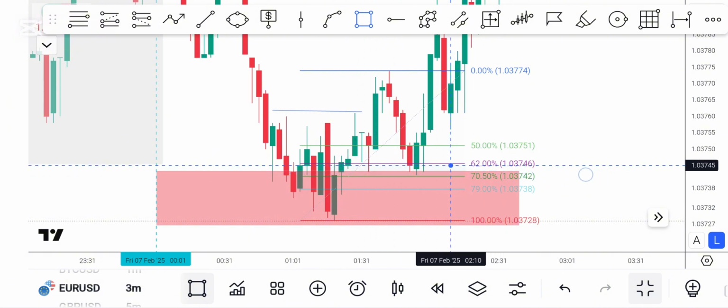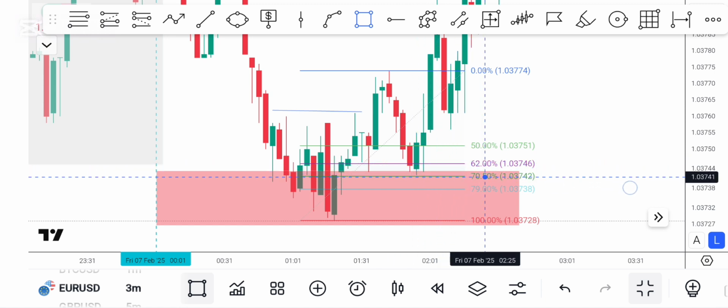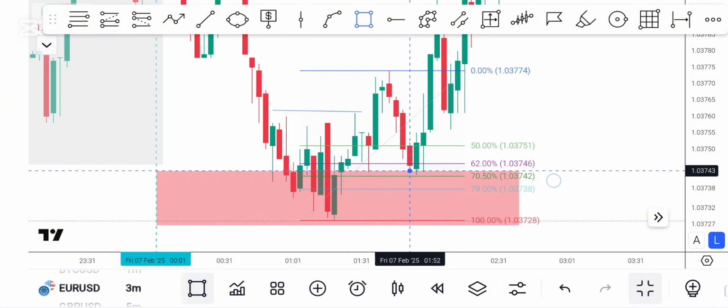If you study right here, you will see that this is 62%, which is an optimal trade entry level. It also touches 70.50, which is also an optimal trade entry level.